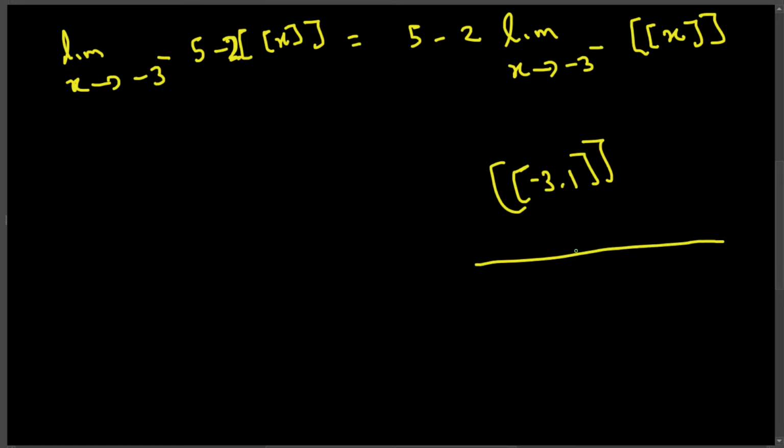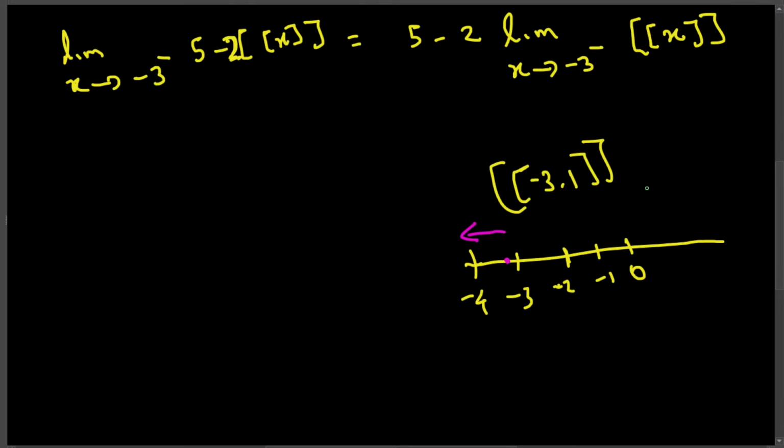To find that one, you can easily use a number line. Let's put a number line 0, -1, -2, -3, -4. Whatever the value, we have to look at an integer that is to the left of it. So here we have -3.1 somewhere here. We have to look at the integer next to it, so here is -4. That's the value we are going to have for this limit.